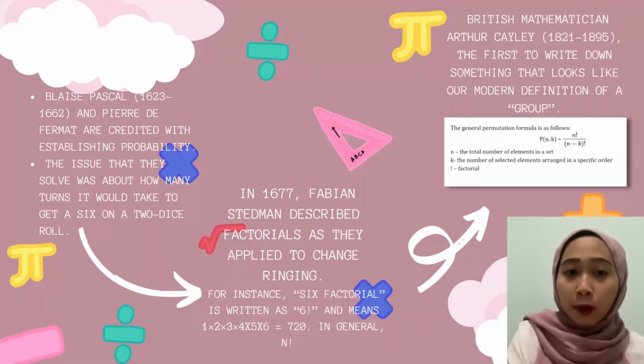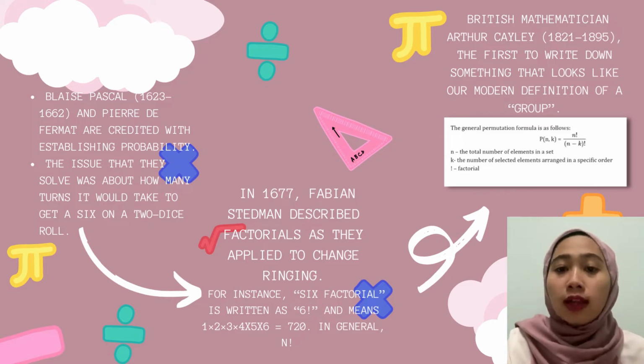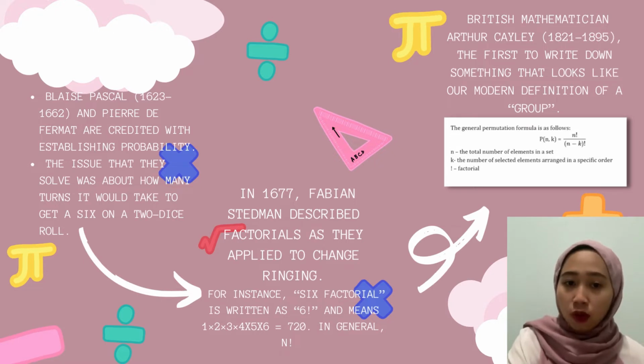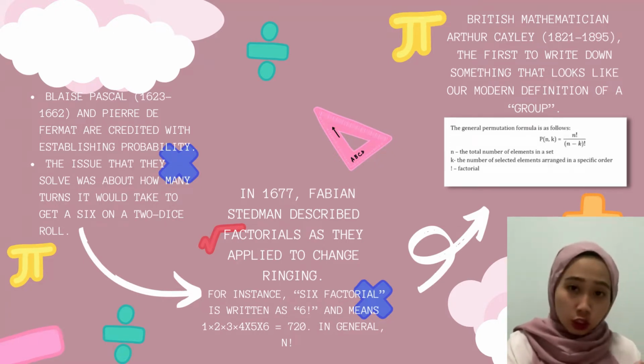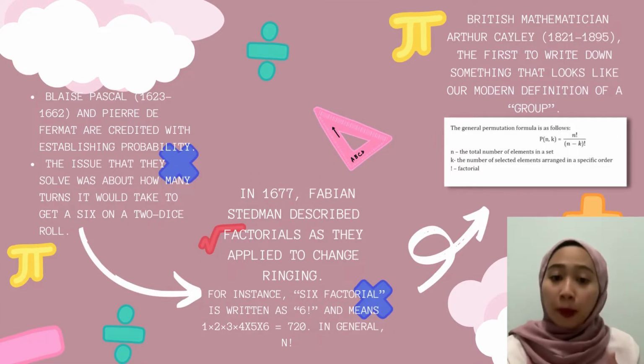Blaise Pascal and Pierre de Fermat are credited with establishing probability as a practical science. They created the basic probability theory while analyzing a gambling problem in 1654. The issue that they solved was about how many turns it would take to get a six on a dice roll. The interaction between them on this problem resulted in the development of new concepts like probability.